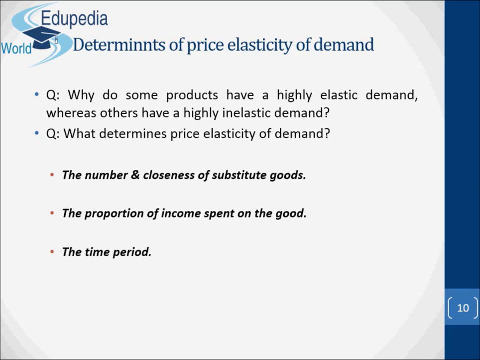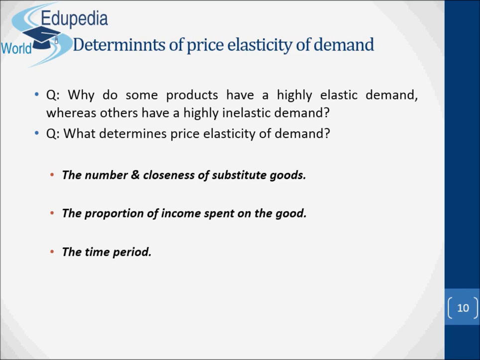The answers are as follows. The number and closeness of substitute goods. This is the most important determinant. The more substitutes there are for a good and the closer they are, the more people will switch to these alternatives when the price of the good rises. The greater, therefore, will be the price elasticity of demand. Returning to our examples of oil and cabbages, there is no close substitute for oil and thus demand is relatively inelastic. There are plenty of alternatives to cabbages, however, and thus demand is relatively elastic.